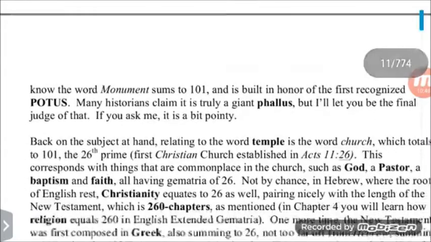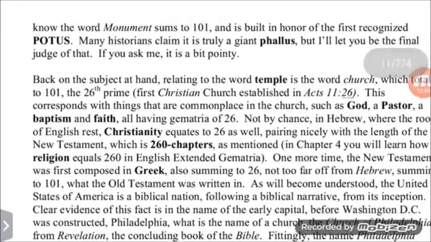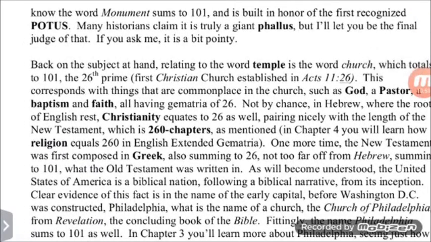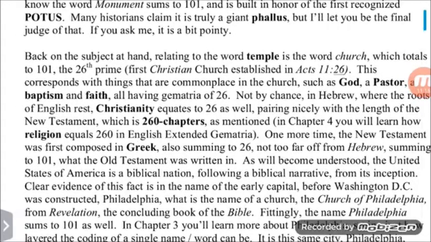For now, you can know the word monument sums to 101 and is built in honor of the first recognized POTUS. Many historians claim it is truly a giant phallus, but I'll let you be the final judge of that. If you ask me, it is a bit pointy. Back on the subject at hand, relating to the word temple is the word church, which totals 101, the 26th prime. The first Christian church was established in Acts 11:26.